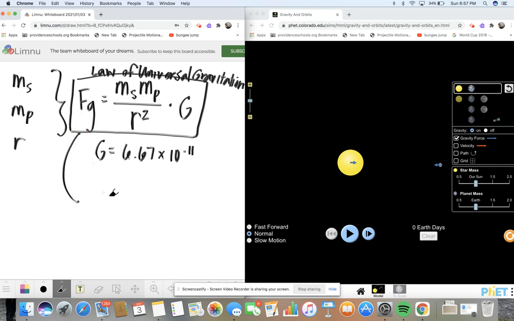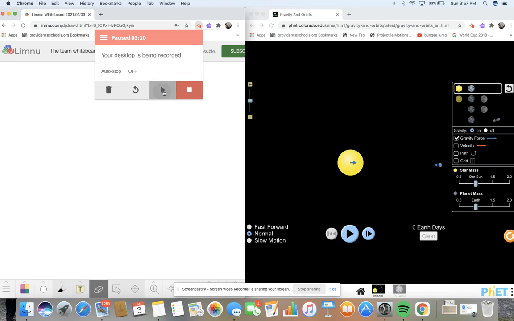And we can actually generalize this equation. So sometimes you'll see it written as m2 m1 over r squared times G. m2 is always the bigger mass, the mass in the middle. m1 just represents whatever the smaller object is that's orbiting around.